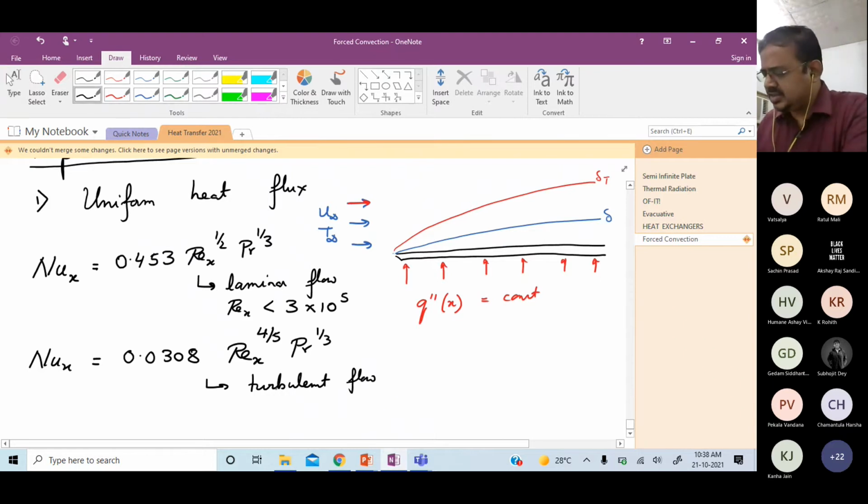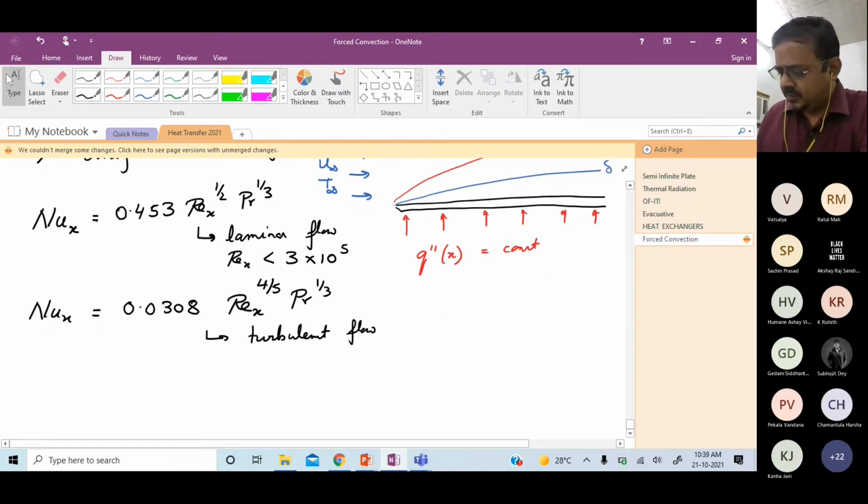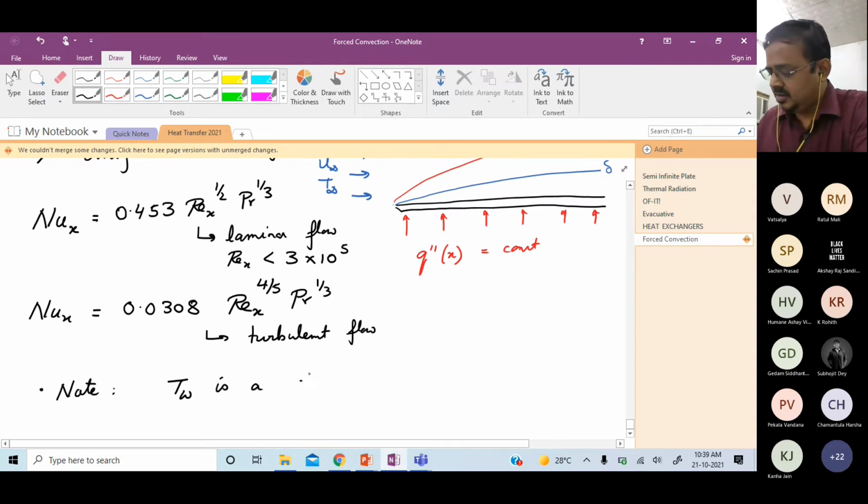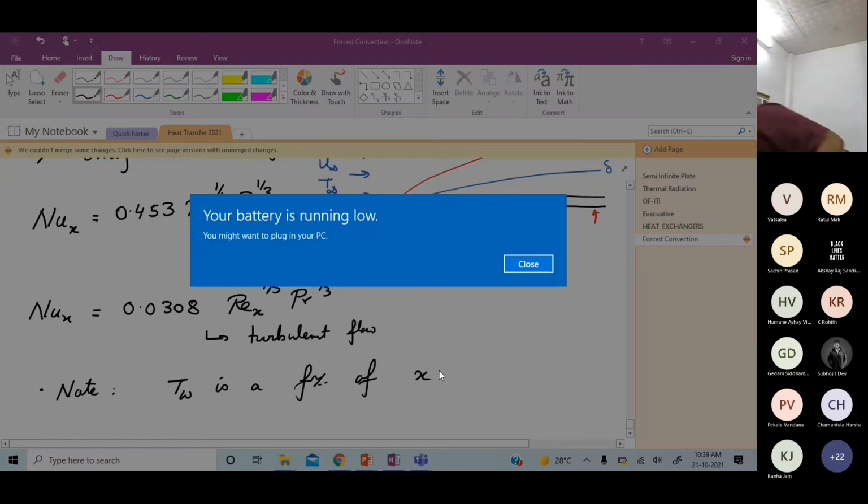Okay, so this is the correlation if the flow is turbulent. I'll come to something important after this. The things to note again here. Please note that TW in this case is a function of x. Okay, just give me a minute, my battery is running low. Connect it.